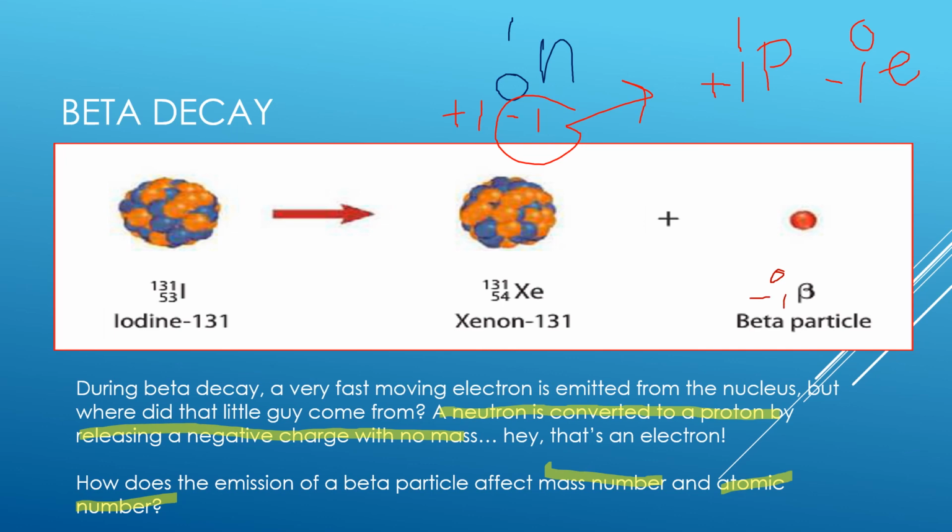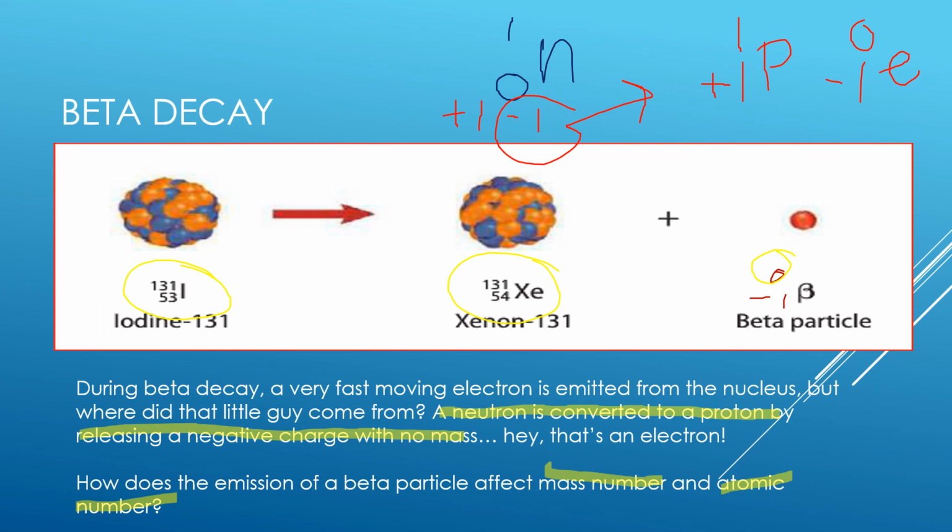I want you to look at what has happened. If this was my initial nucleus over here, it has a mass number of 131 and an atomic number of 53. Look at what it has mutated into. First of all, it's a completely different element. My mass number was 131 to start, and now look over on the right-hand side. It's actually still 131, so the effect on mass number is none. It stays the same, and that's because a beta particle also has a mass of 0.